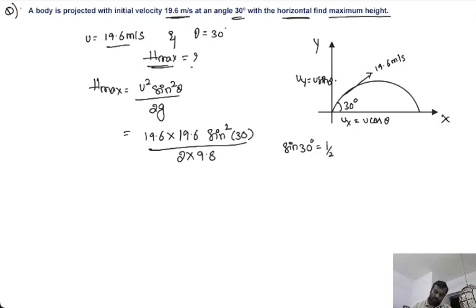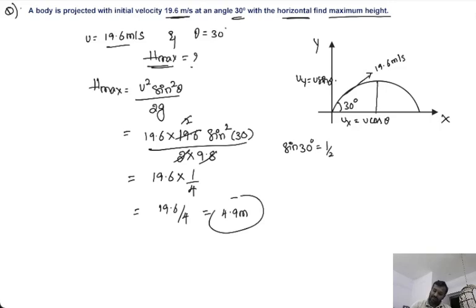Now here 9.8 and here 2 times, these two get cancelled. Then write 19.6 into sin 30 value, 1 by 2. Sin squared means divided by 4. Then 19.6 divided by 4 is equal to 4.9 meters. This is the maximum height: 4.9 meters.